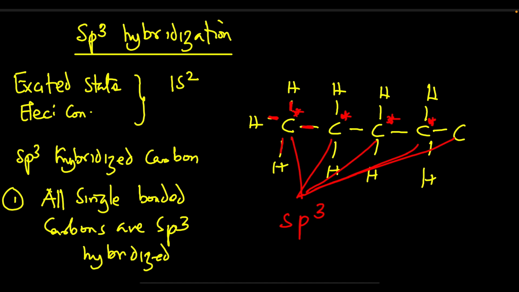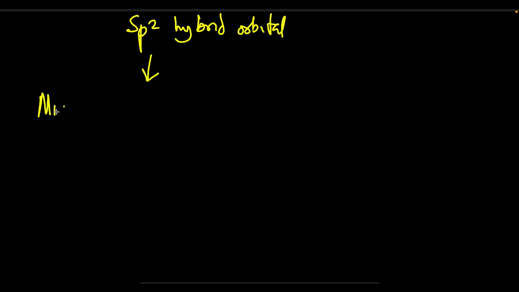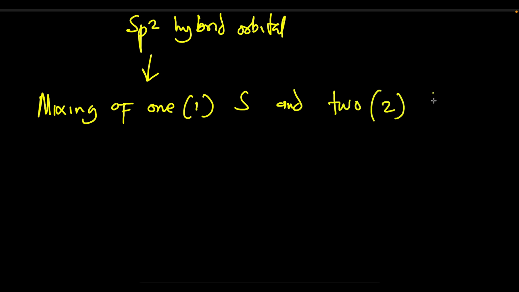Okay, now let's look at the sp2 hybrid orbital. This is a mixing of one s and two of the p orbitals. Remember, in the previous one, three of the p orbitals were combined with the s to form sp3. So when you mix one s and two p, you form sp2.